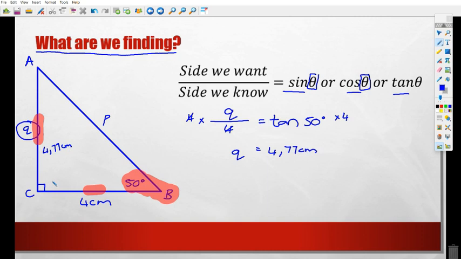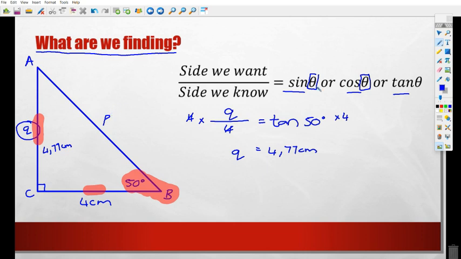Now, I want you guys to pause the video, and I want you to do the same thing, but I want you to find letter P for me. So pause the video and see if you can find letter P for me.